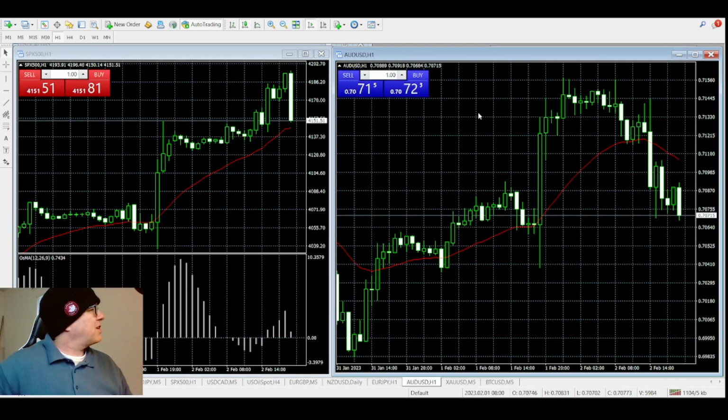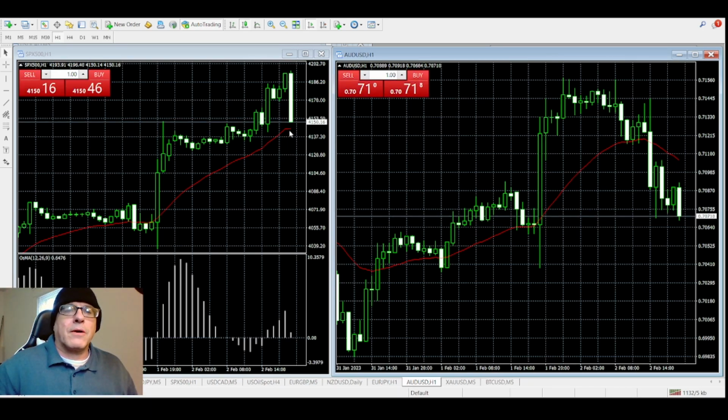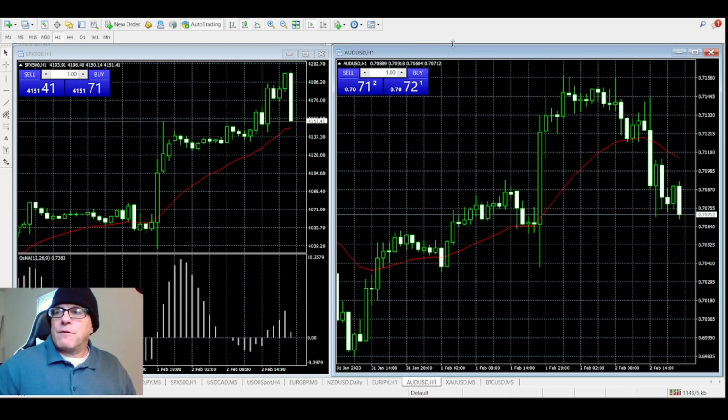And as you can see on the left, we have a considerable bearish candle that's being created here. And as a result, we are staying short. Okay? On the right, you have the 1 hour chart for the Australian dollar.